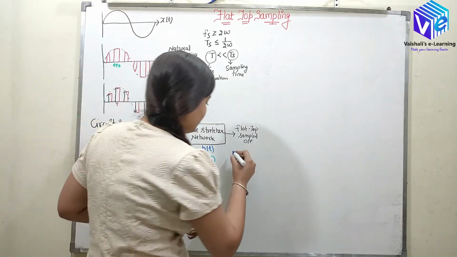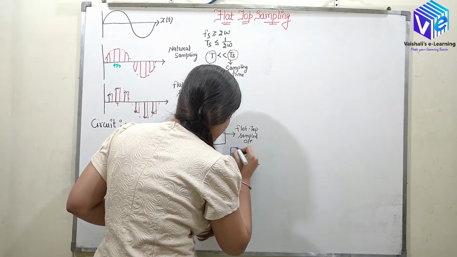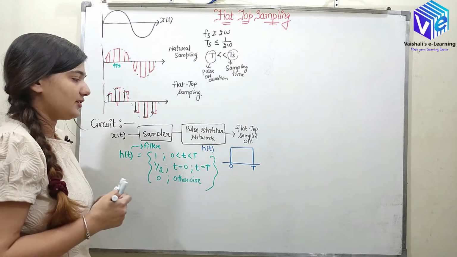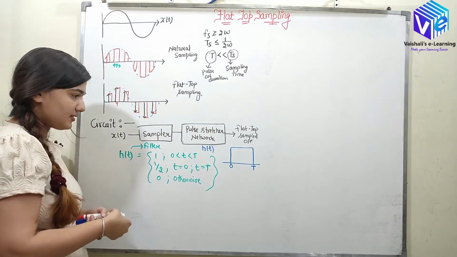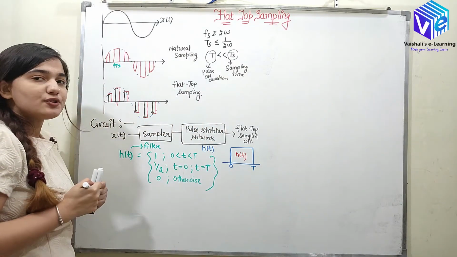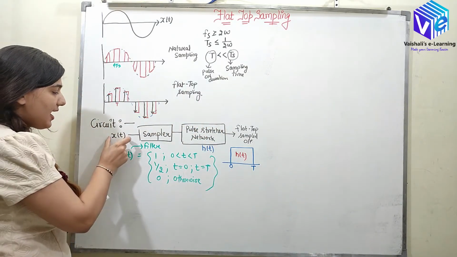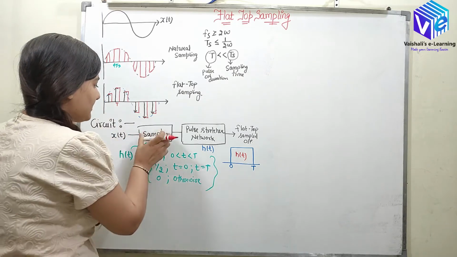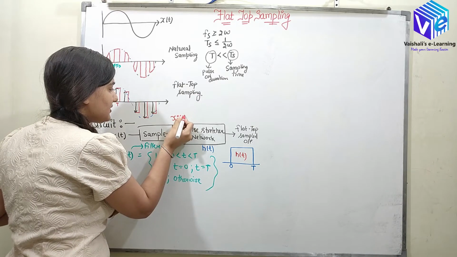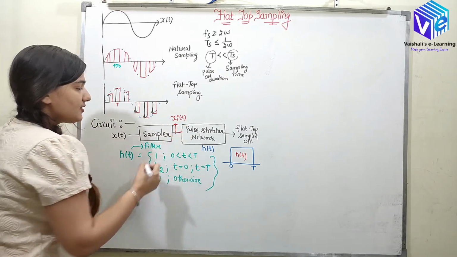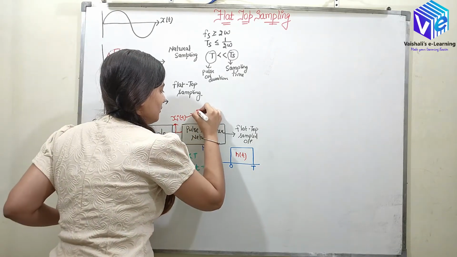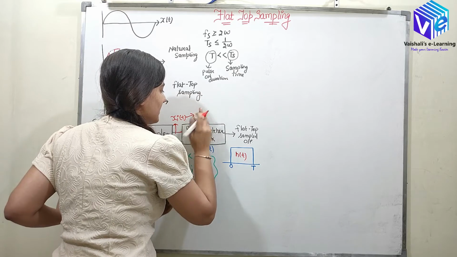Now if I have to denote it, how will I denote it? It has the transfer function like this, this is h(t). So what happens? I have x(t), I have the sampler. At the sampler output, I get the instantaneous sampling output, which I am representing as x_i(t), the output of instantaneous sampling.